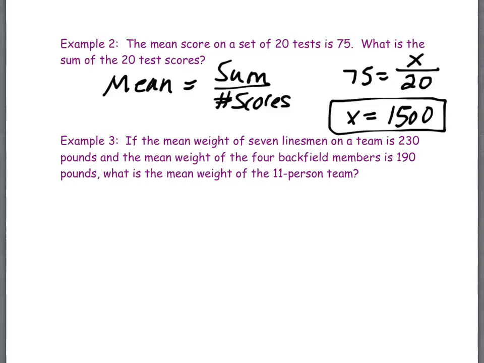The mean weight of 7 linesmen on a team is 230 pounds. The mean weight of the 4 backfield members is 190 pounds. What is the mean weight of the 11-person team? Let me tell you what you can't do. You can't add 230 plus 190 and divide by 2. Why?